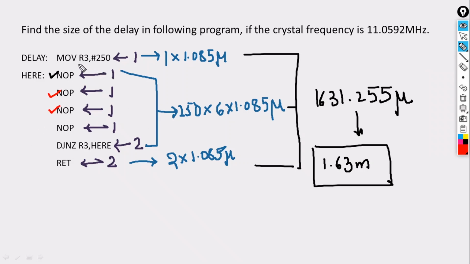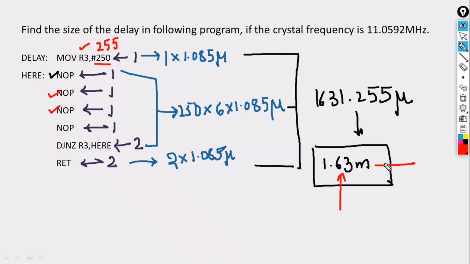Or what we can do, see here we have this R3 register. Since our registers are only 8-bit, the maximum value I can load is 255. I cannot load more than 255 because the number of bits would increase. Here we have loaded 250, and the value we are getting is almost 1.63 milli. It is still in terms of milli.